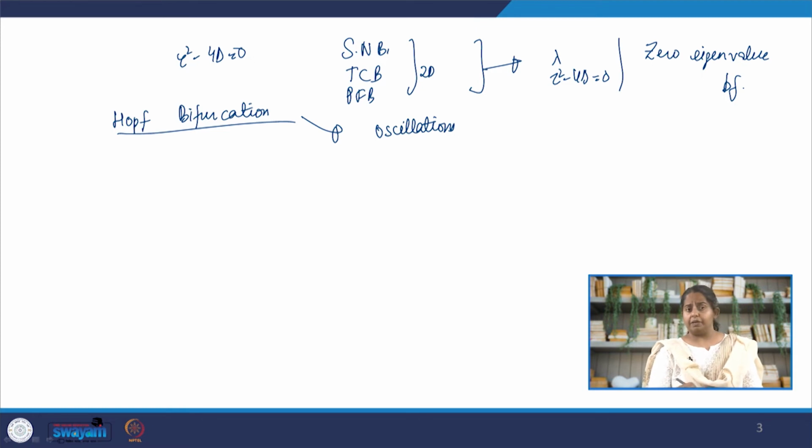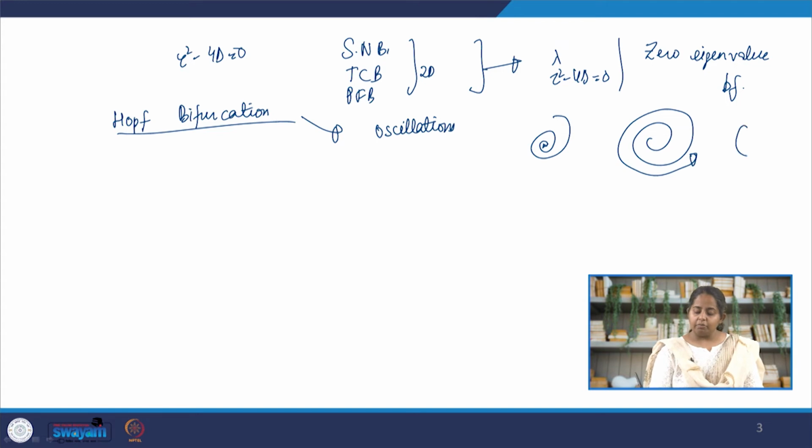Now, the oscillations may damp down, which is when they are spiraling in. They might become more and more pronounced when they are spiraling out, or they might stick to a closed orbit, in which case we might have a center, which has non-isolated orbits, or we might have isolated orbits, which is the case of limit cycles. So, Hopf bifurcations are almost always associated with oscillations. Now, two things are possible.